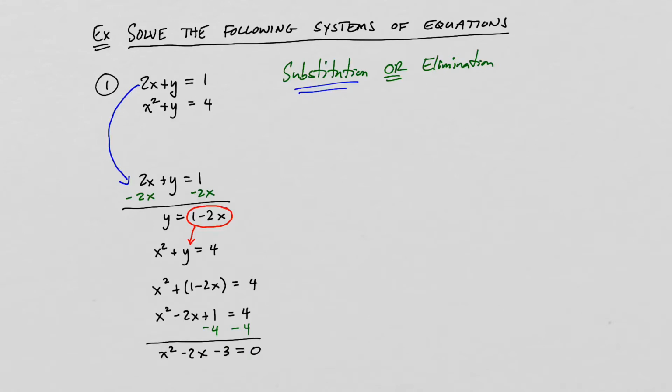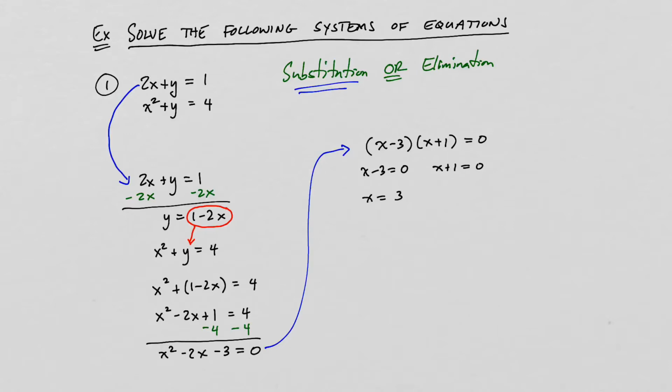Let's bring that equation up here. You can use any method you like. If you like the quadratic formula, you can go ahead and use that method. I'm going to factor it. Factoring is relatively simple here. Then, of course, we set each factor equal to 0, and we get two solutions: x equals 3 or x equals negative 1.